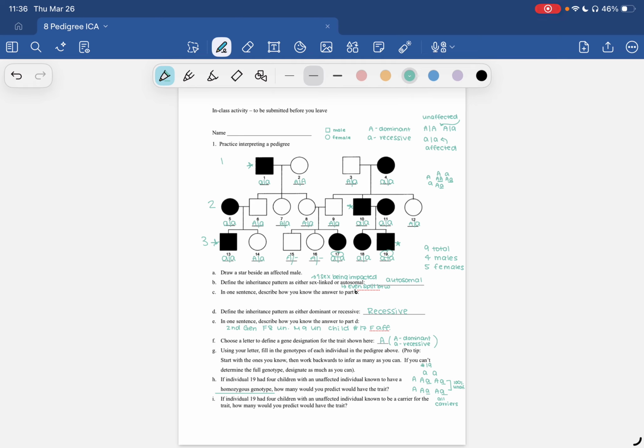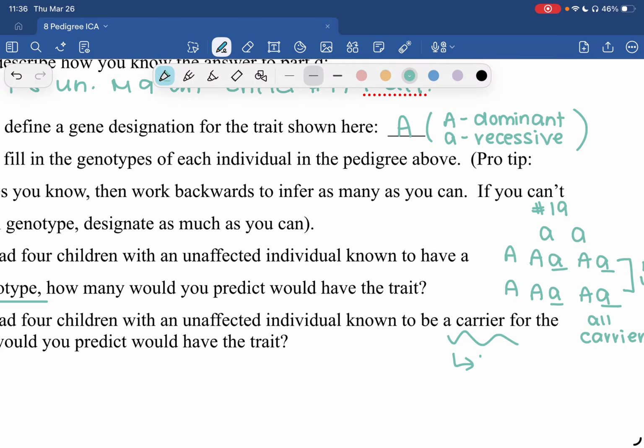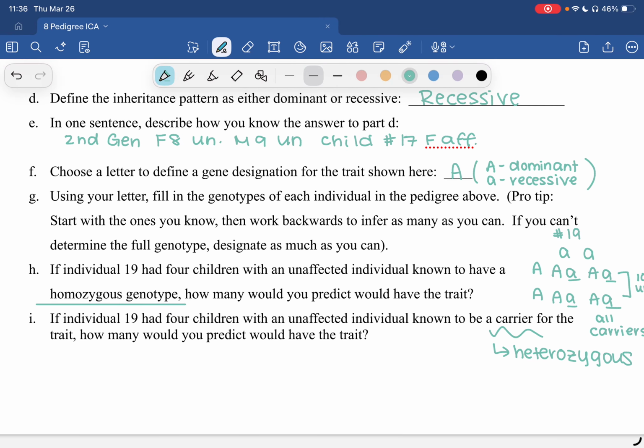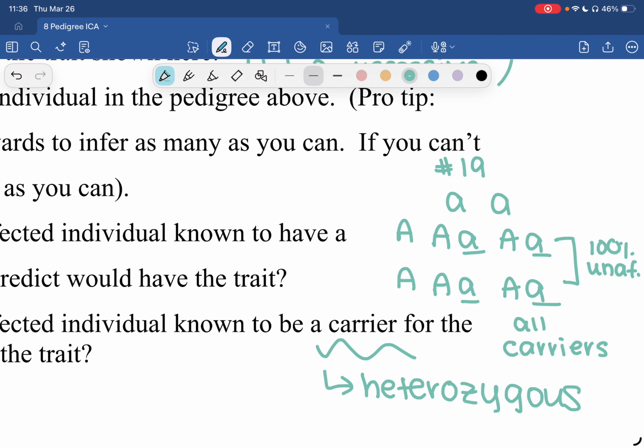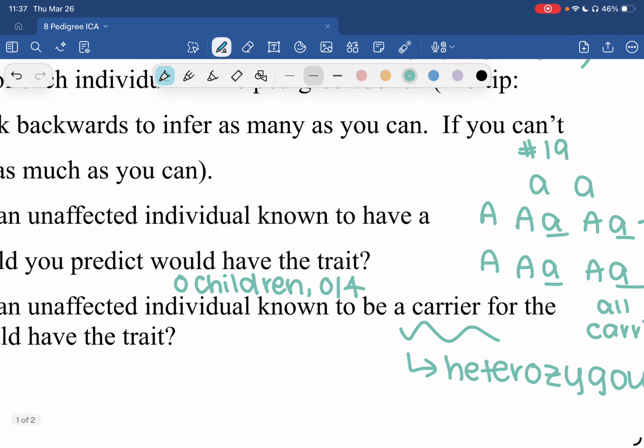Okay, and then we're going to look at letter I. If individual 19 had 4 children with an unaffected individual known to be a carrier for the trait. So another way to say carrier is heterozygous. How many would you predict would have the trait? So for the one previous, letter H, you would say 0 children, or 0 out of 4, 0%, whatever. None of them would have the trait.